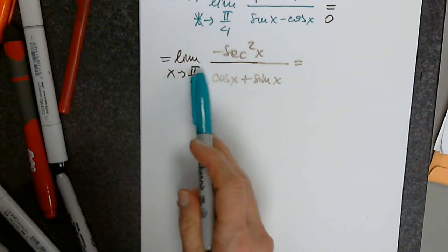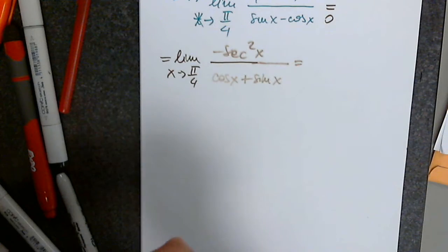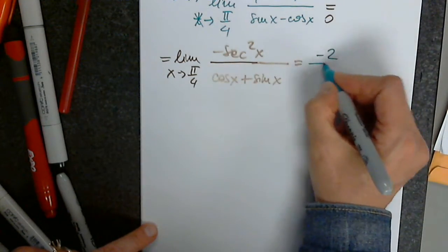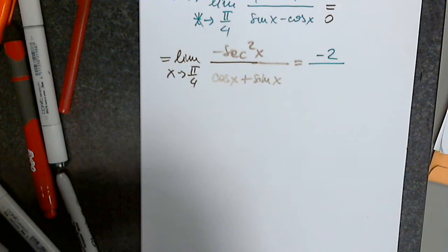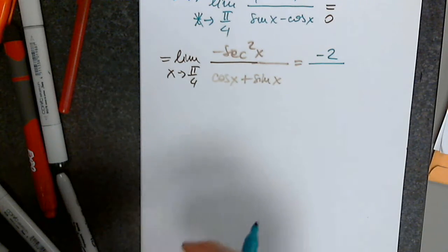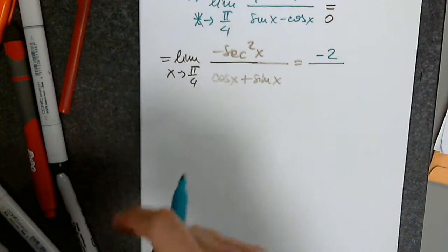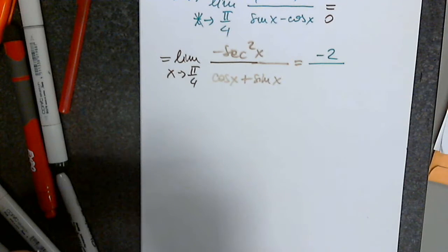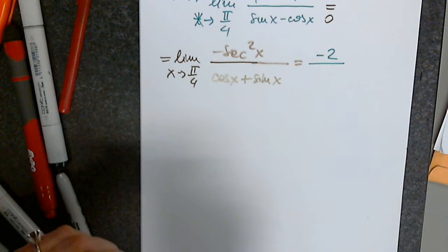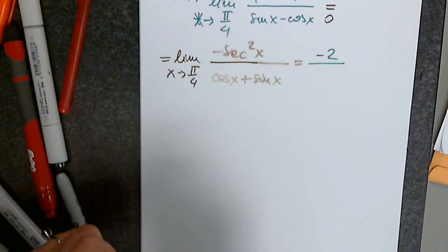I need the answer for secant squared pi over 4. Yes, with minus in front is indeed -2. Perfect. What about the denominator? What is cosine or sine of pi over 4 equal to? We don't want a decimal.